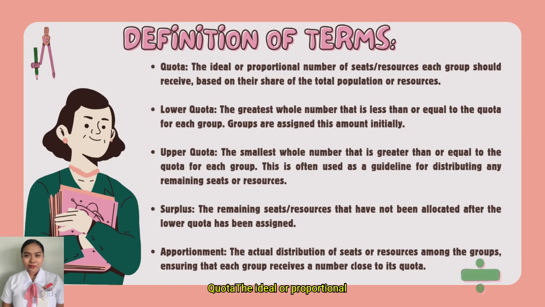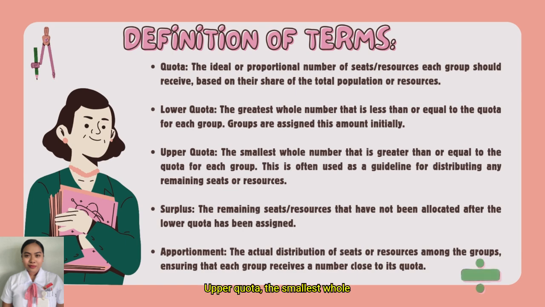Quota: the ideal or proportional number of seats or resources each group should receive, based on their share of the total population or sources. Lower quota: the greatest whole number that is less than or equal to the quota for each group. Groups are assigned this amount initially.